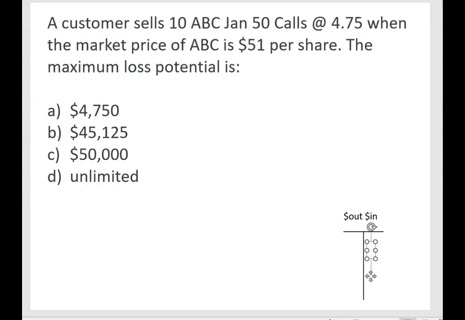So they're selling to open, selling the calls, for $4.75 a share. Now, what has this done? They've given someone else the right to buy ABC stock from them at $50 a share. Well, what if the person comes back and says, okay, I'm going to exercise my call option and buy ABC stock from you at $50 like we agreed?